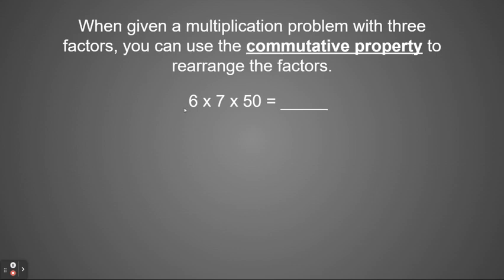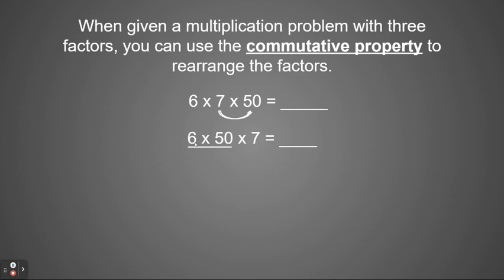For example, if I had a problem 6 times 7 times 50, if I try to solve it the way that it is, that seems way too confusing. So I'm going to use the commutative property to rearrange my factors. I'm going to flip my 7 and my 50 in my factors order. So now my new equation will read 6 times 50 times 7.